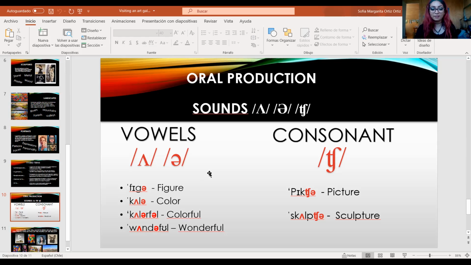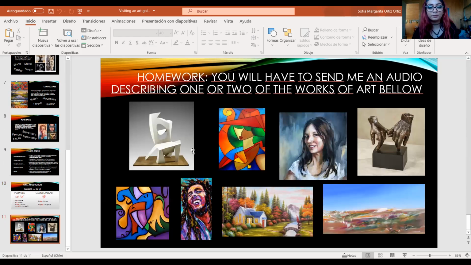Figure, color, colorful, wonderful, picture, sculpture. Okay, practice them. And so you have to do a homework, a really short one. You will have to send me an audio describing 1 or 2 of the works of art below. So here we have a sculpture.